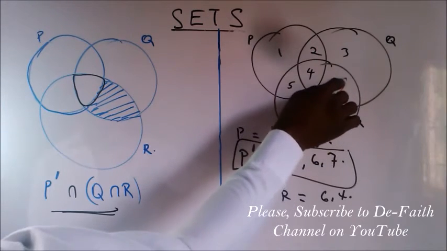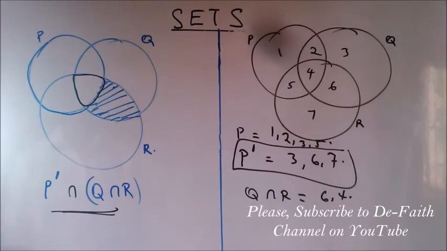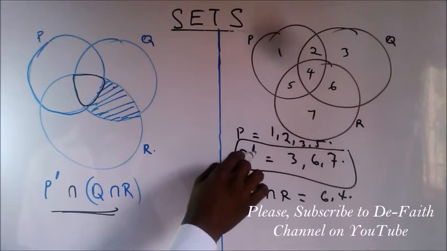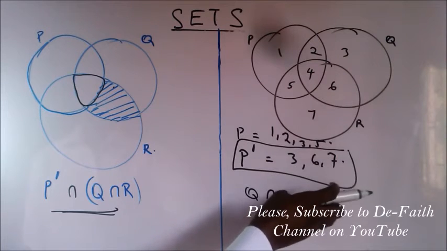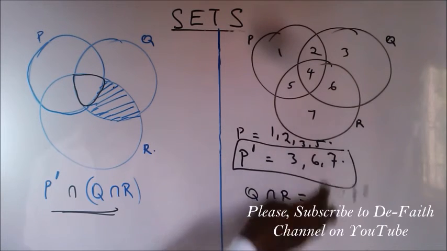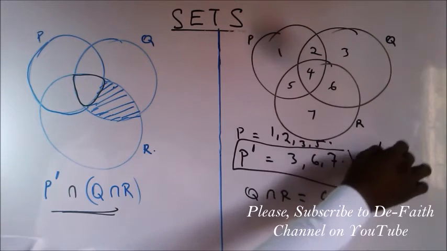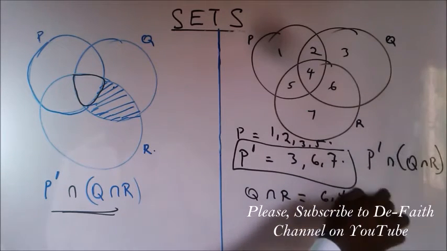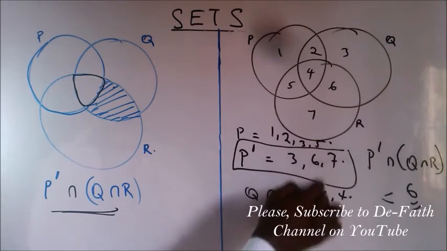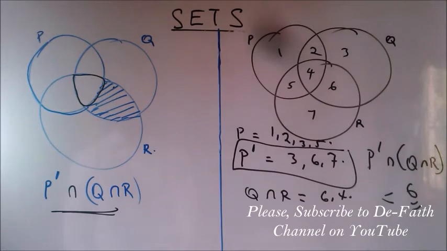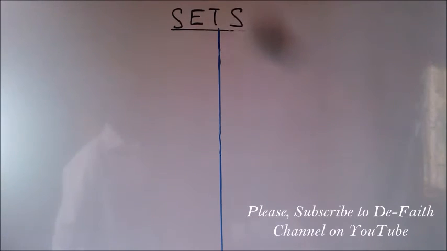Now we need only 6 to remain, since that is the shaded region. And for us to get that as the shaded region, we only have P complement to be 3, 6, 7. So to get 6 out is to get an intersection. And so P complement intersection Q intersection R will be 6, since 6 is what is common between P complement intersection Q intersection R.